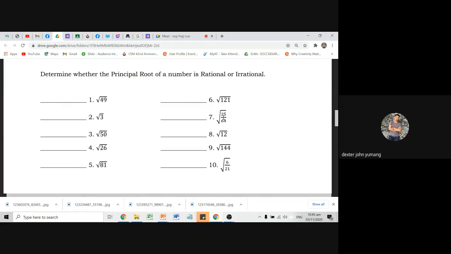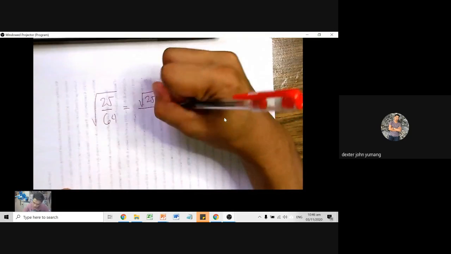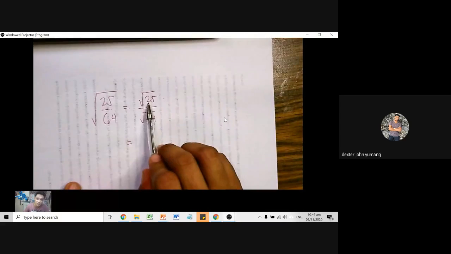Next, si 7 naman. Etong si 7, 25 over 64. Turuan ko muna kayo. Square root of 25 over 64. Isusulat po natin siya ng ganito. Square root of 25 over square root of 64. Isa-isahin po natin. Si 25, meron ba siyang perfect square? Pag tingin natin sa multiplication table, yes. And that is 5 times 5, tama? So, ang sagot dyan, plus minus 5.